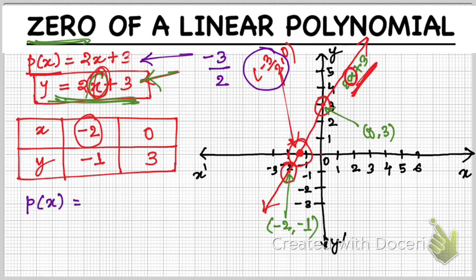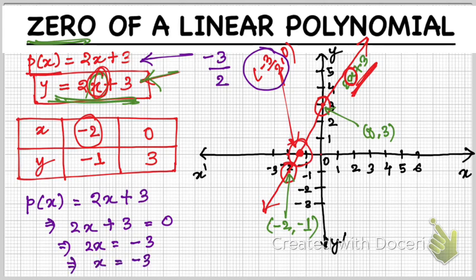The polynomial was given to us as p(x) = 2x + 3. Now consider that 2x + 3 = 0. So 2x = -3. You have to find the value of x. x = -3/2. This is what we got here, right? And the same thing you got here.